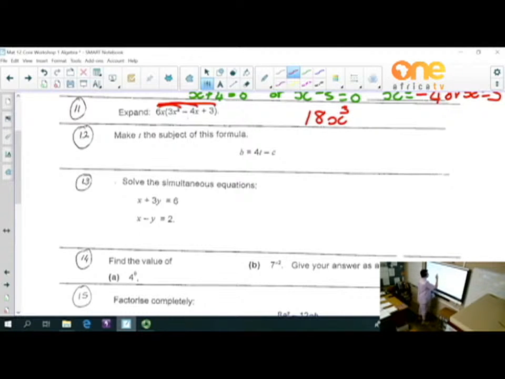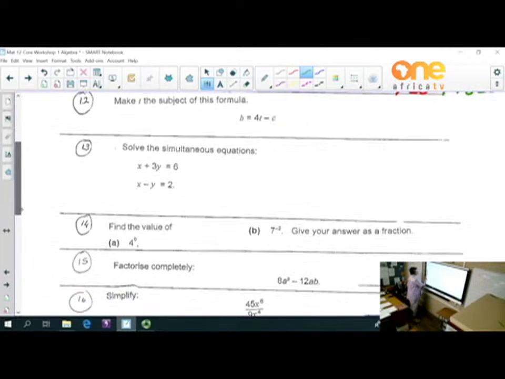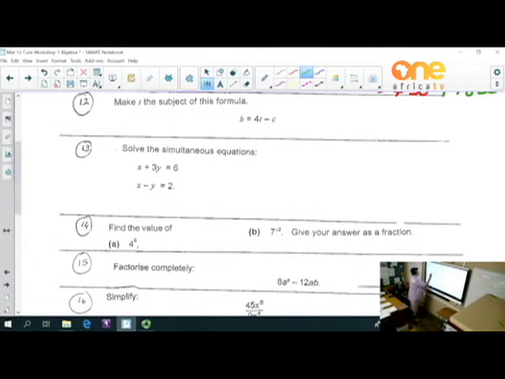The second one, positive times a negative is a negative. 6 times 4 is 24. Add the indices, and it is x squared. Remember, if there's nothing, there's a 1. And then the last one is plus 18x.